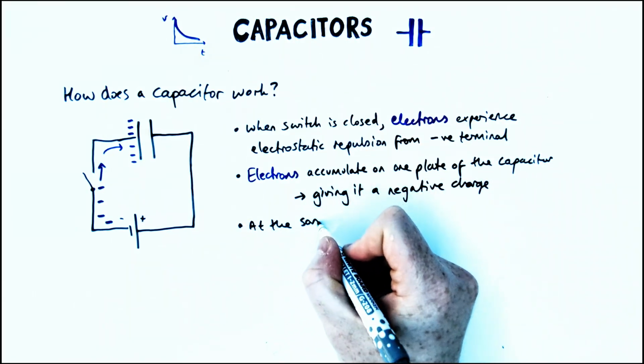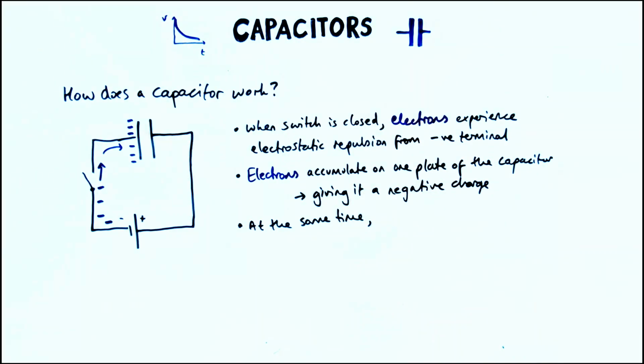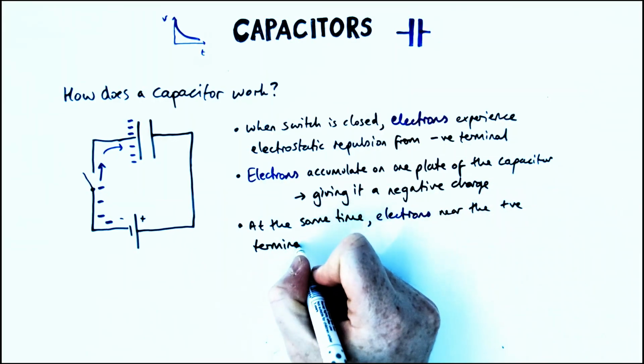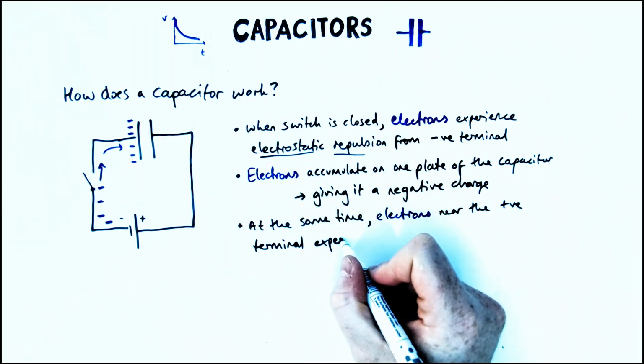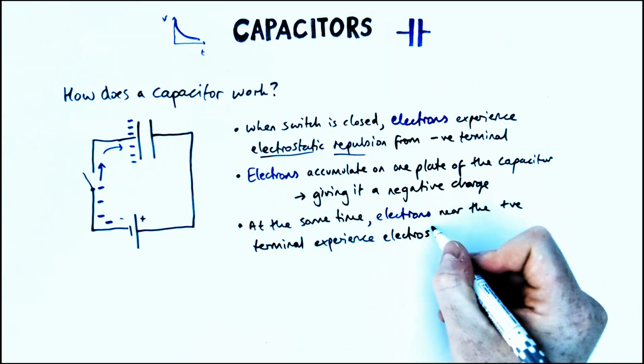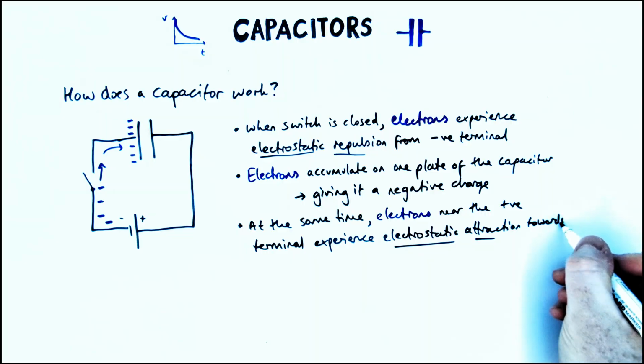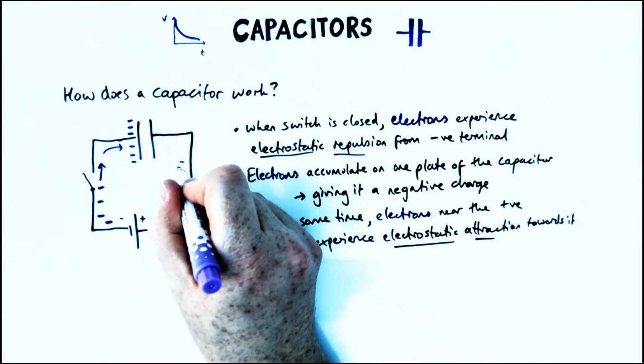Now at the same time, the reverse happens on the right hand side of this circuit. So electrons that are near the positive terminal of the cell are going to have electrostatic attraction this time. They're going to feel an attractive force from the positive side of the cell, which means they're going to go towards it. In this case they're going to continue clockwise, but around the other side.